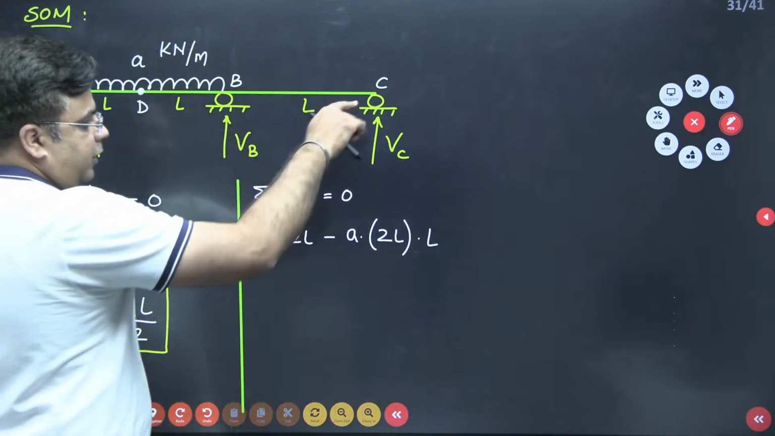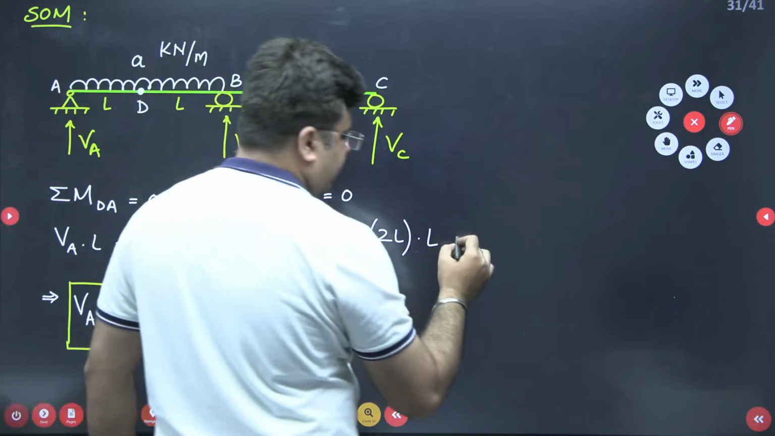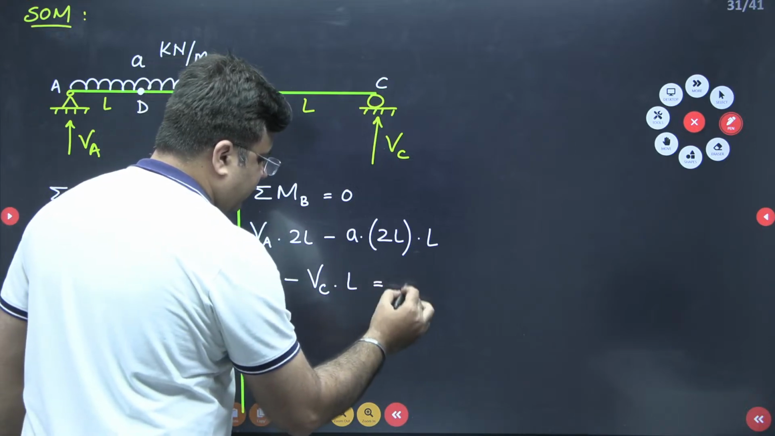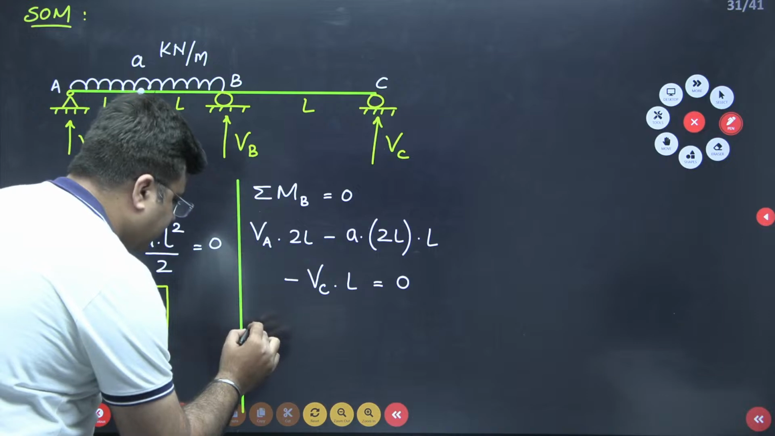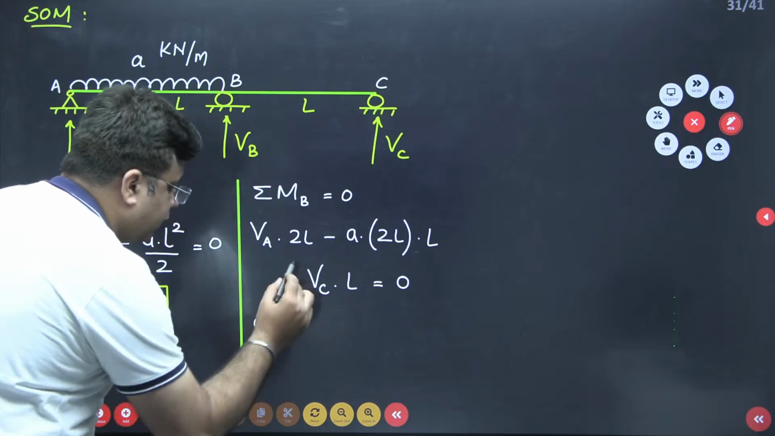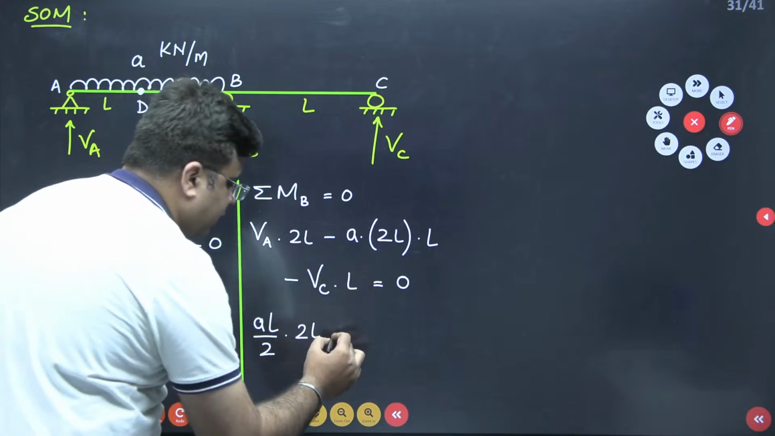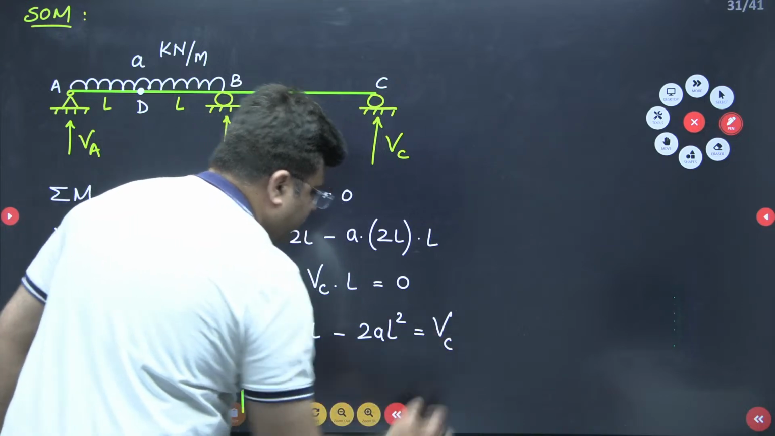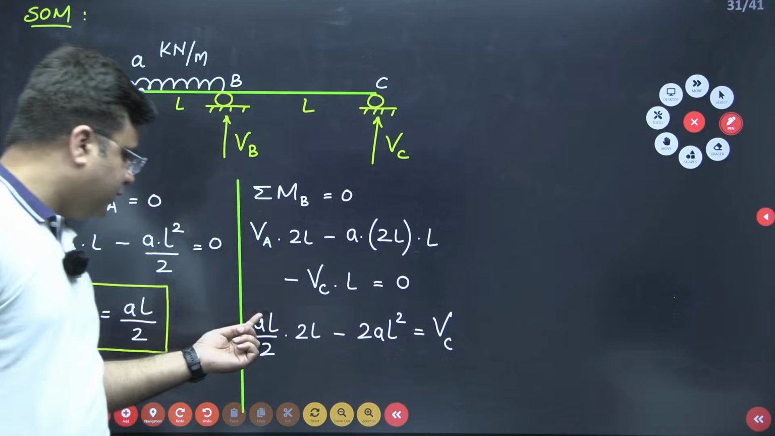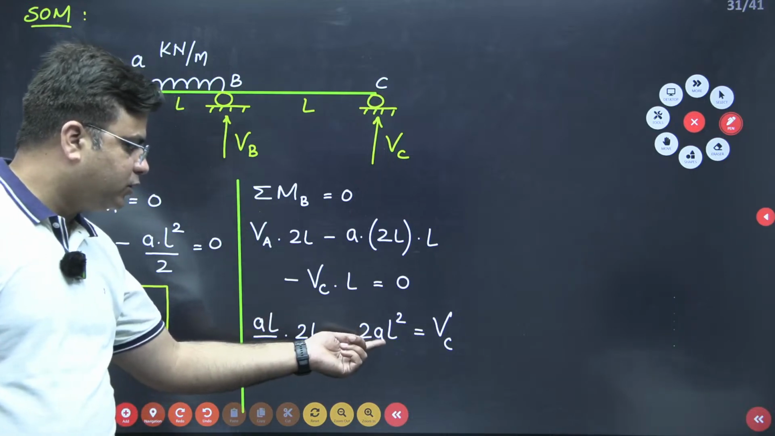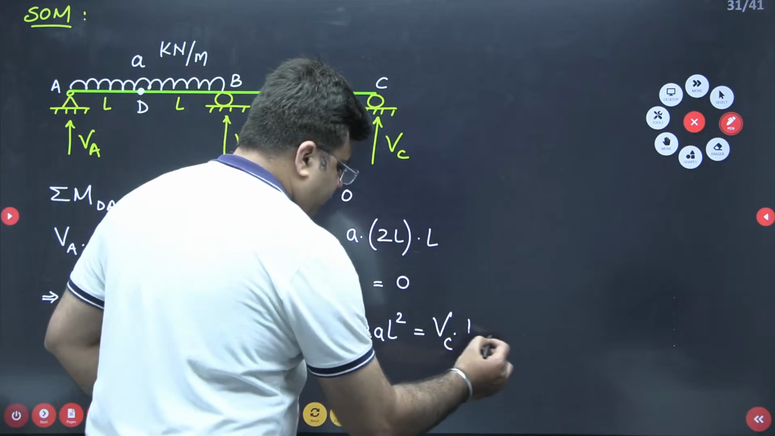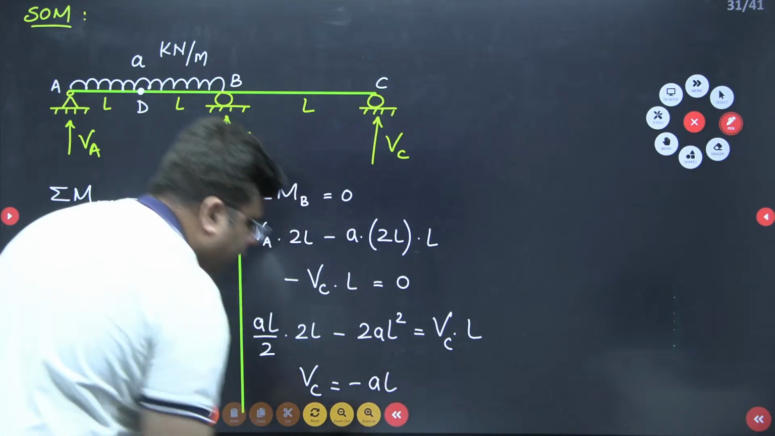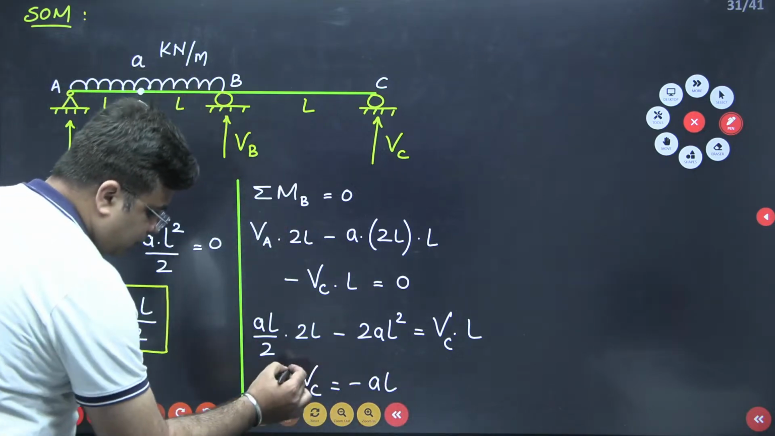The third moment will be due to this VC. Again, it is going to give an anti-clockwise moment. Value will be minus VC into L, and this is equal to 0. Substitute the value of VA. VA is AL by 2 into 2L minus 2AL square is equal to VC. So from here you can calculate the value of VC. This will be AL square minus 2AL square, and this will be VC into L. So VC will come out as minus A into L. This is the value of VC, minus A into L.